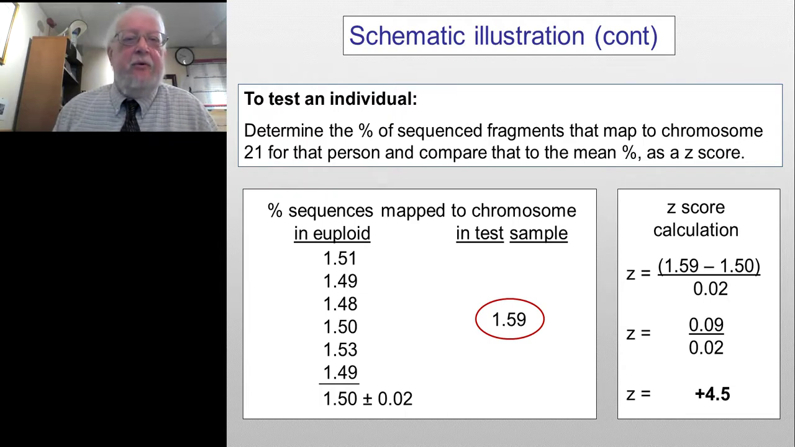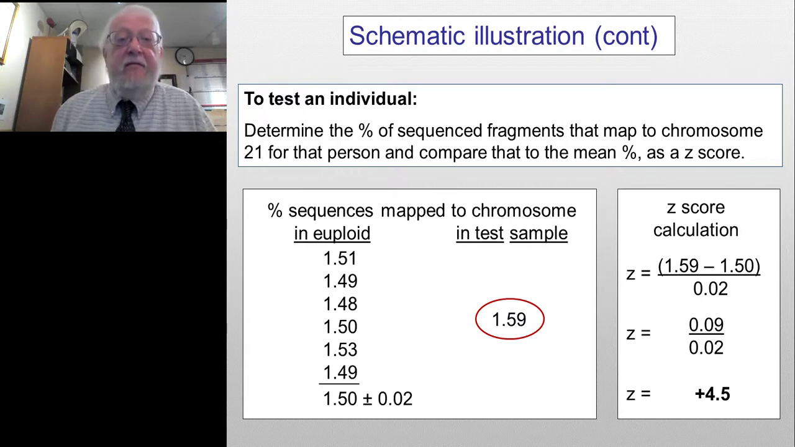Well, that sounds like math, so we better go through this a little bit. So let's say that I have already sequenced a number of normal euploid pregnancies, more than just 6, but I'm just going to display 6. Let's say I did 100 or so. And I calculated the average as 1.5, and I calculated the standard deviation. And this standard deviation has one of the early questions: was next-gen sequencing going to be precise enough to do this sort of testing? Excuse me.